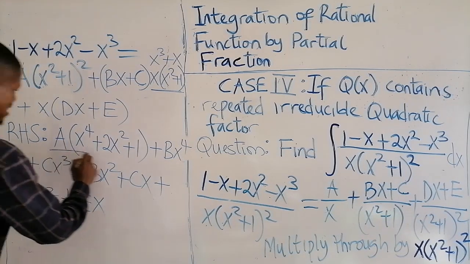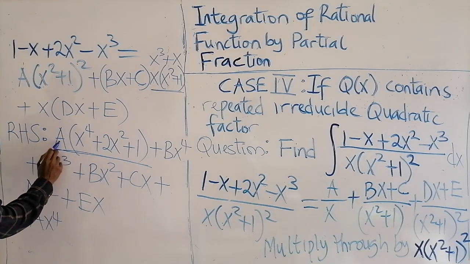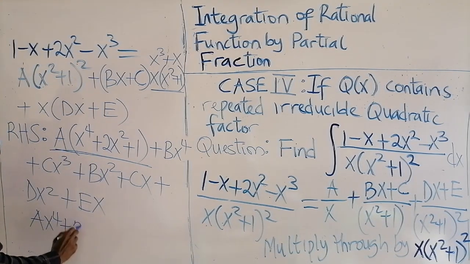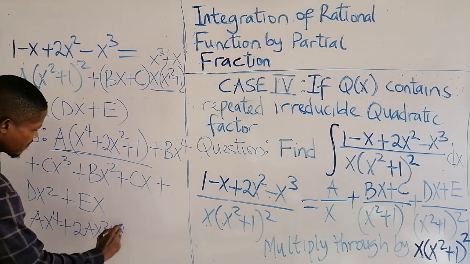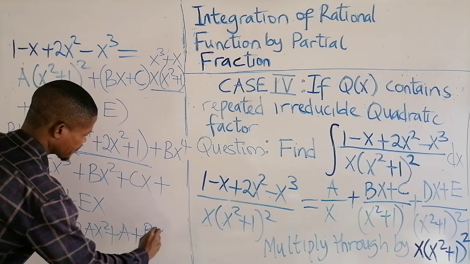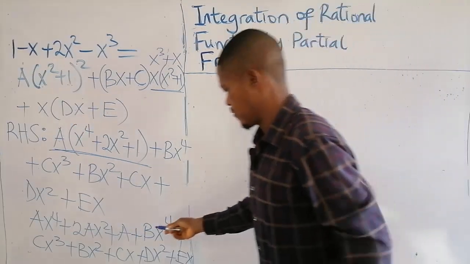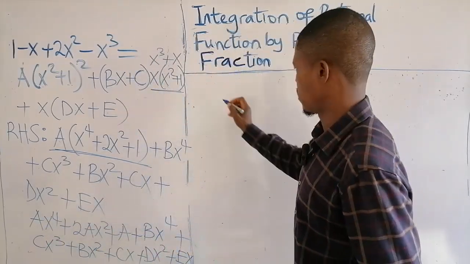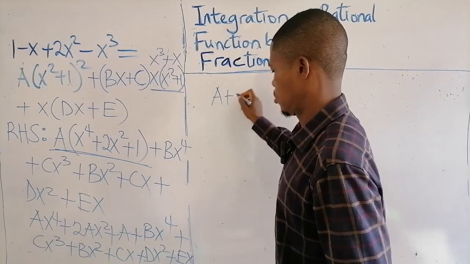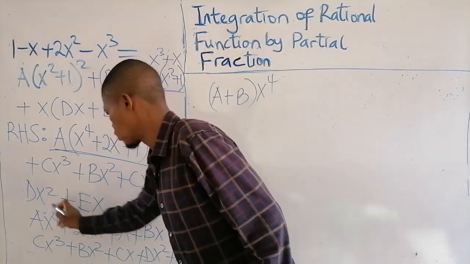Let's open these brackets. We're going to have now Ax to the power 4, this one times this one. This one times this one, that's plus 2Ax squared. A times this one, that's plus A. Then plus Bx to the power 4 plus the remaining ones we have here. So let's arrange the terms together. We have x to the power 4 here and here, so we can bring it together. That will be A plus B times x to the power 4.